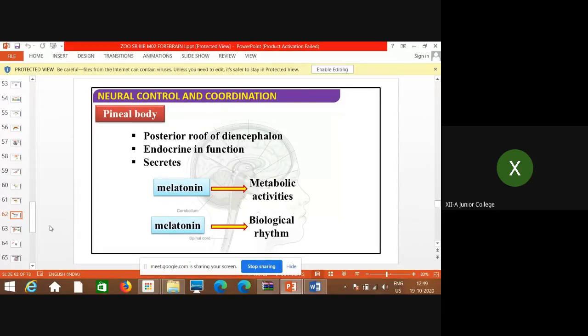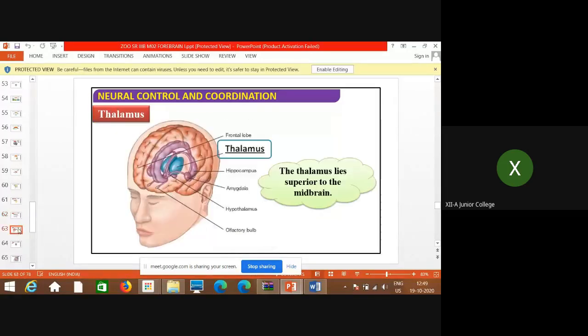They show their functioning as per daytime and nighttime, as per the sunrise and sunset generally. That is what is also called the biological clock. So all such types of activities are mentioned. Okay. Now the next part is the thalamus.